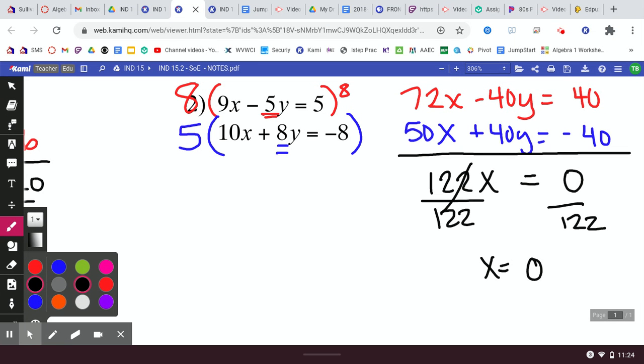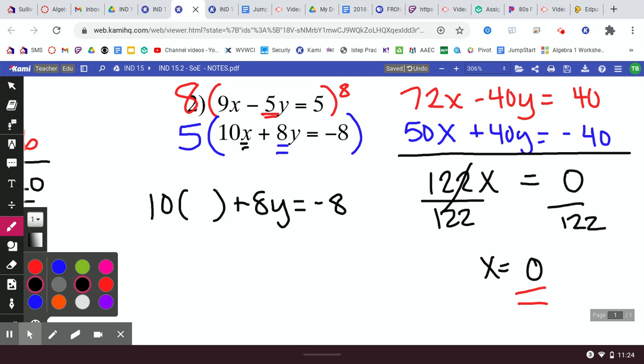All right, so now we know that x equals 0. So I'm going to go back to one of my 2 original equations. It doesn't matter. I'm going to pick that bottom one. And now I know the value of x is 0. So I'm going to write 10 parentheses where there was an x, plus 8y equals negative 8.